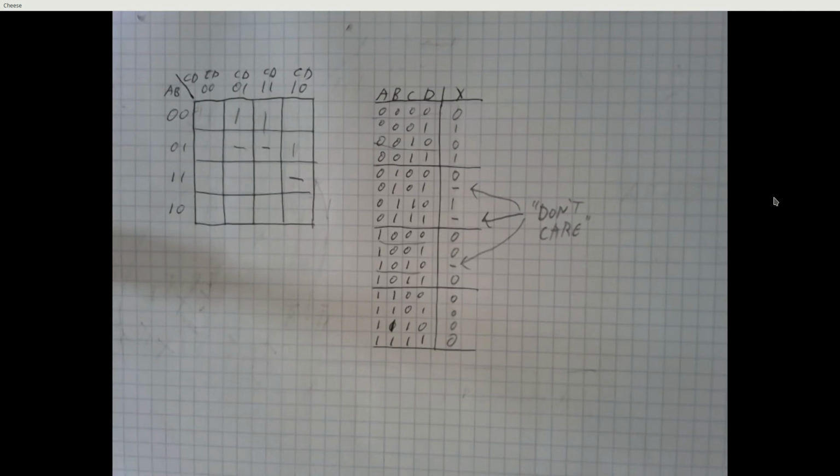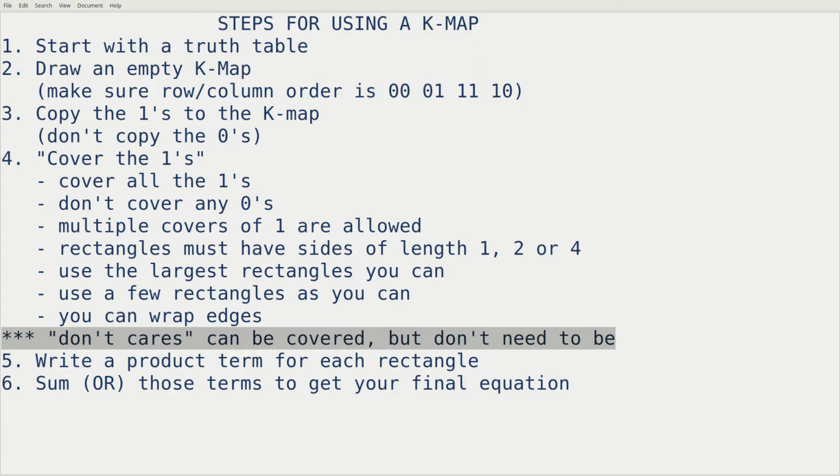So we're going to add one more rule to our covering guidelines. So here's our one more rule. The don't cares can be covered, but you don't need to cover them. So cover them if it helps you with these other guidelines. If it helps you use larger rectangles or fewer rectangles, go ahead and cover these dashes. If it doesn't help you, just ignore them, because we don't care if they end up being zeros or ones.